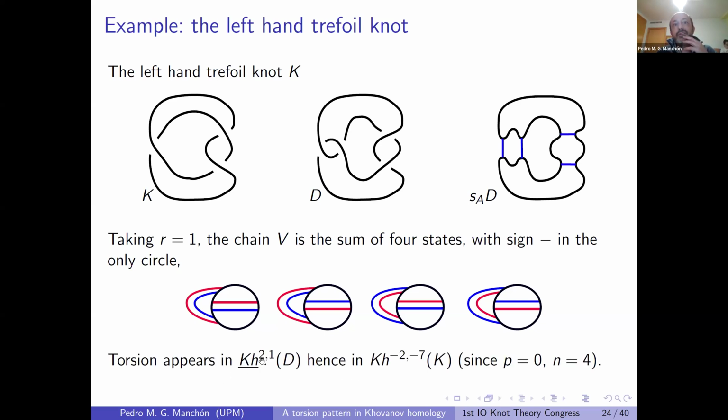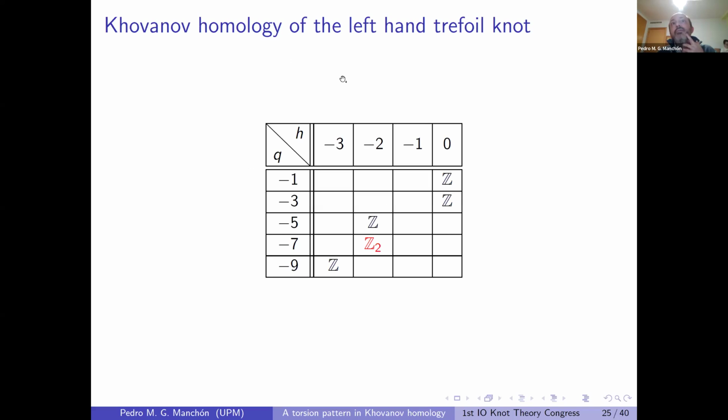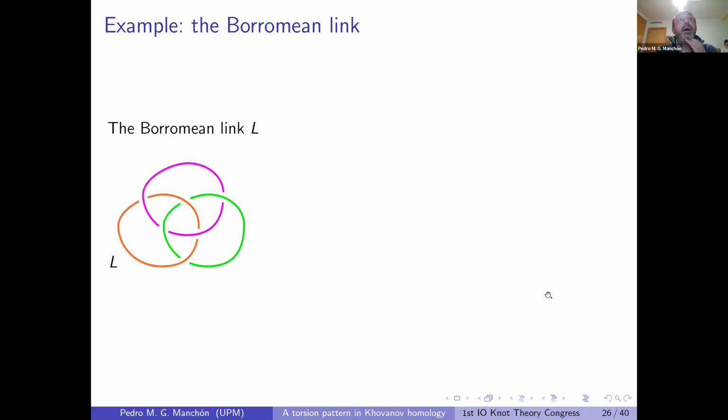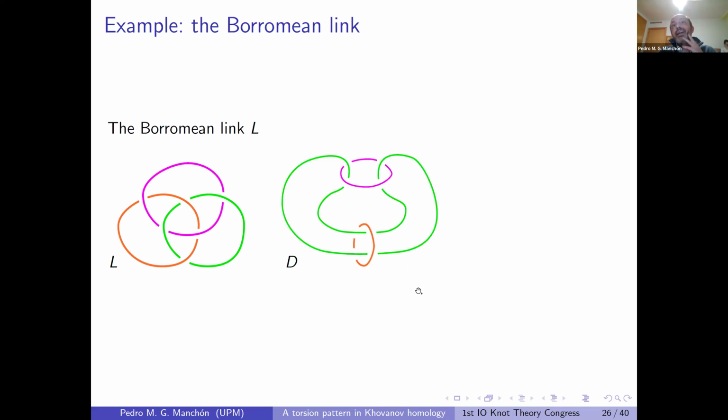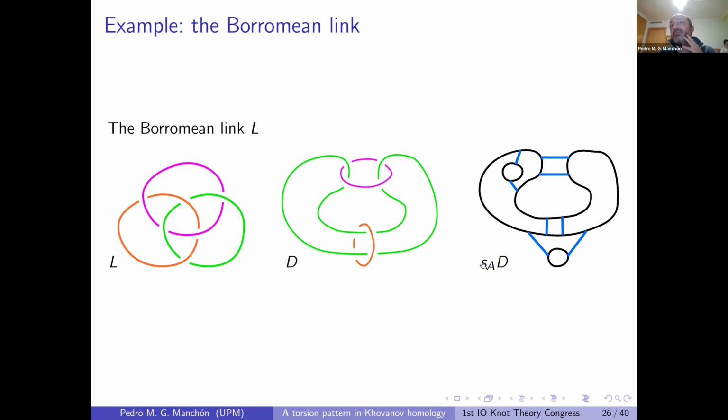The torsion appears in coefficient, in indices 2, 1 for the diagram, and in the knot it is in coefficient minus 2, minus 7. From this to this, you have to know that this diagram has 4 crossings, 0 positive crossings and 4 negative crossings. Then this homology can be seen in the Khovanov table of the trefoil, giving the only torsion that appears in this knot. Another example is the Borromean link. We can consider this nice diagram. The corresponding A smoothing is of type 2, 2. Here appear 2 external circles, but the graph is bipartite. So we have torsion in the Borromean link.